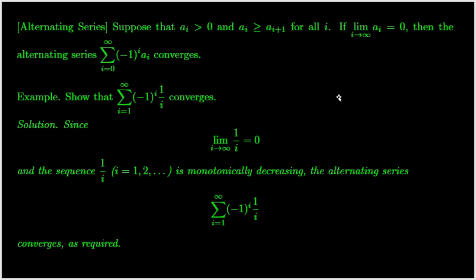In addition to that, now let's check some conditions. All the a_i are positive, and the sequence formed by the a_i is decreasing monotonically. Also, the limit of a_i is equal to 0. Under this condition, we can conclude the alternating series converges, or is convergent.